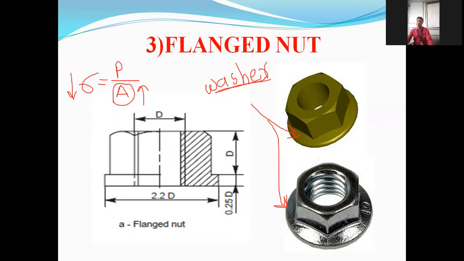What is the outer diameter of that washer? Outer diameter of washer, where is it? What is the specification? Here it is, outer diameter. And what is its thickness? Here it is. Thickness is 0.25D. That is the thickness of that washer.